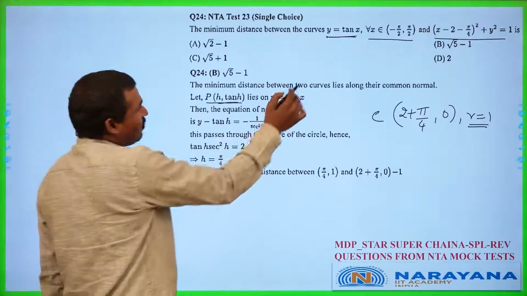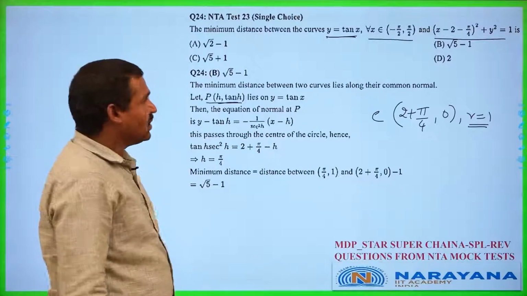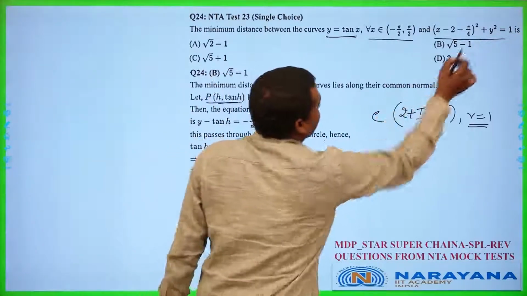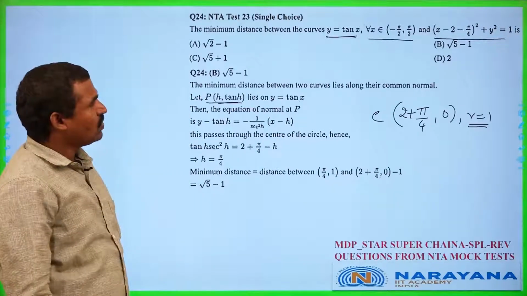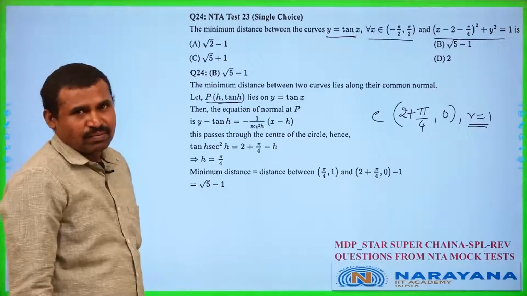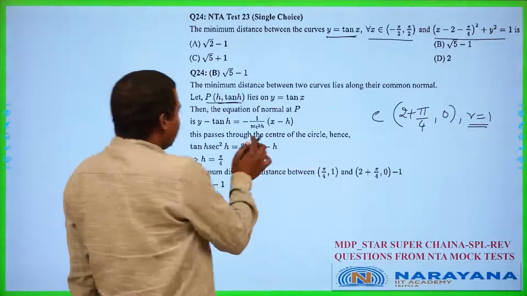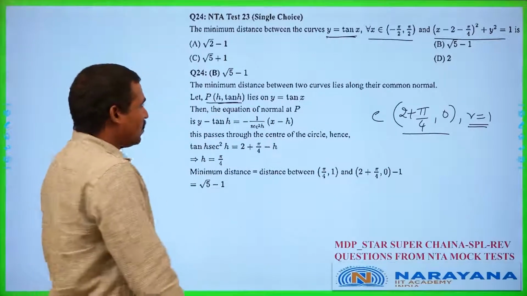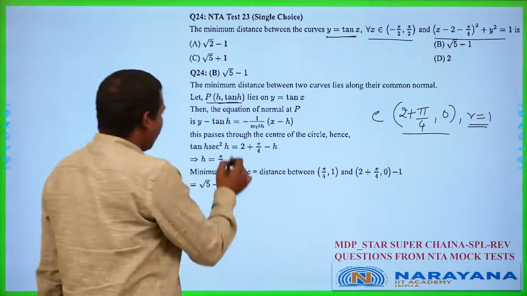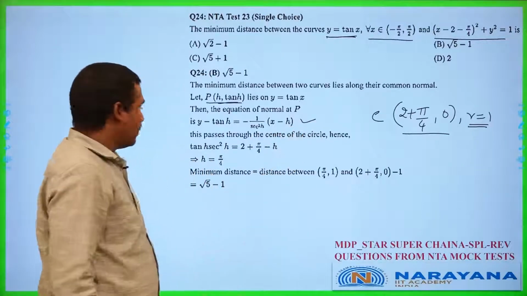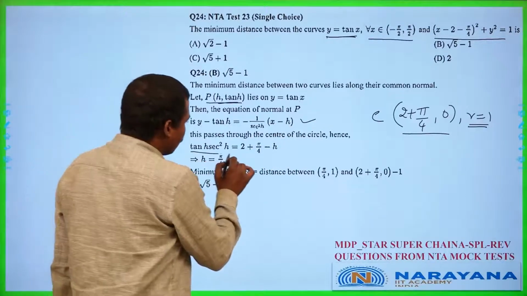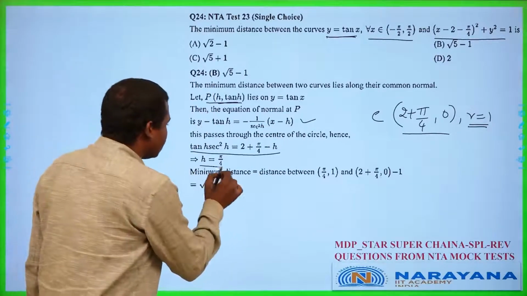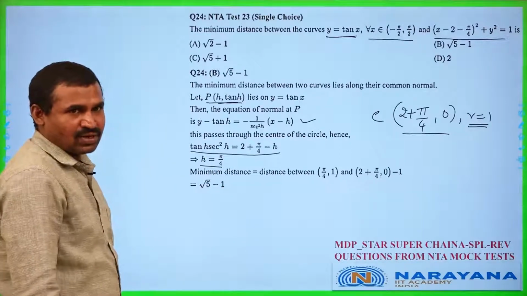Since this is the normal of y is equal to tan x and the minimum distance is along this common normal, it is also normal to this circle x minus 2 minus pi by 4 whole square plus y square is equal to 1. That means this line is passing through 2 plus pi by 4 comma 0. If you substitute 2 plus pi by 4 comma 0 in this equation, then we will get tan h into secant square h is equal to 2 plus pi by 4 minus h. So, h is equal to pi by 4 is the solution.